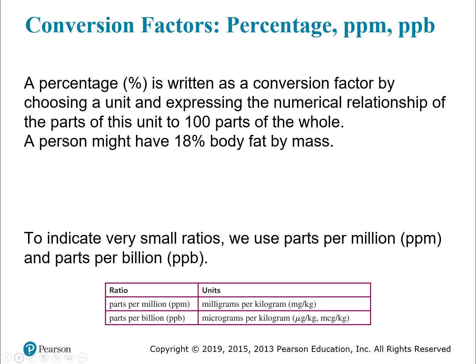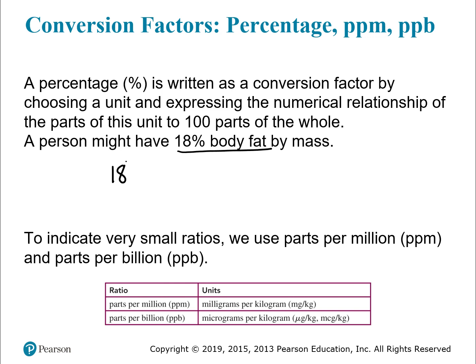You can also have conversion factors from percentages. So we covered percentages a little bit, I believe, in chapter 1 to talk about what a percentage is, part over a whole, right? But we can also write that as a conversion factor. So the example is a person might have 18% body fat by mass. We can write this as a conversion factor.